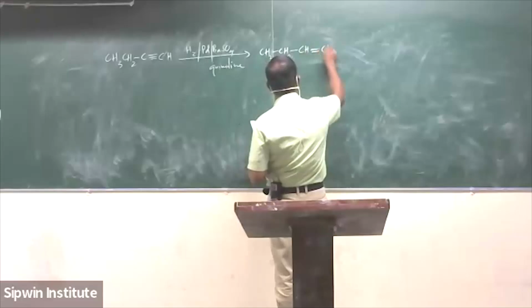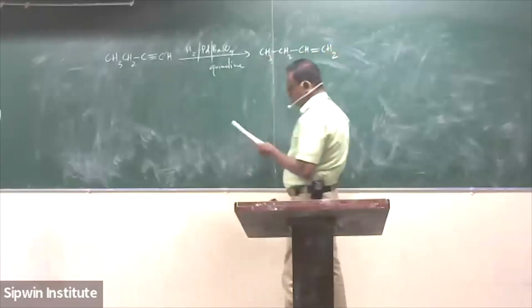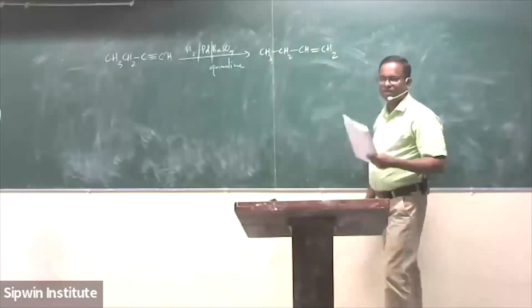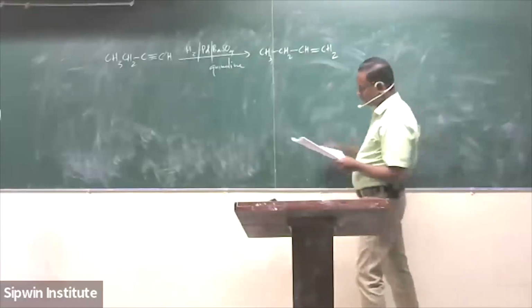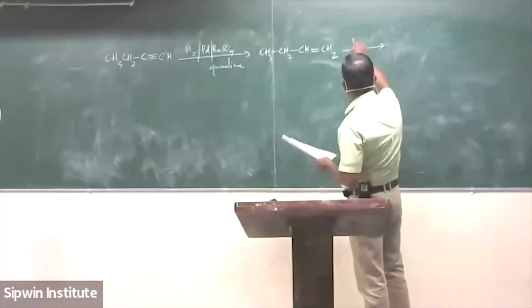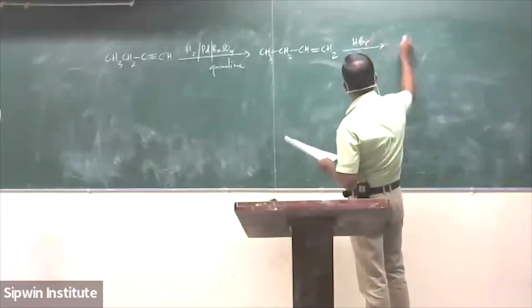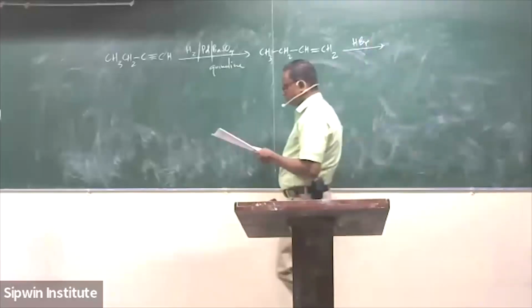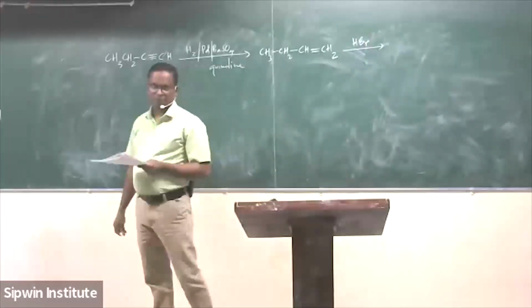CH double bond CH2. This one. Then after that, HBr. With HBr, write the product. 20 marks.